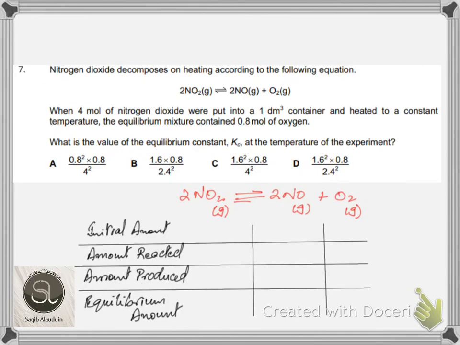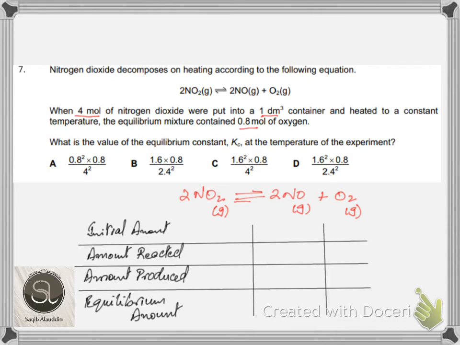Question number 7. Now, this is a reaction given for decomposition of nitrogen dioxide. Equation is given. Look at the data given. When 4 moles of nitrogen dioxide were put in a 1 dm cube container and heated to a constant temperature, the equilibrium mixture contained 0.8 moles of oxygen. What is the value of equilibrium constant Kc?